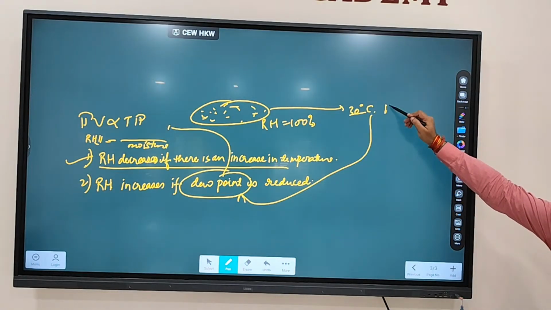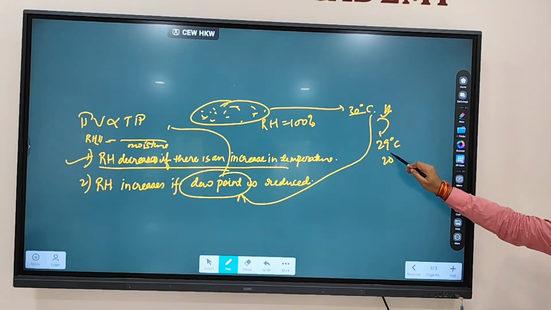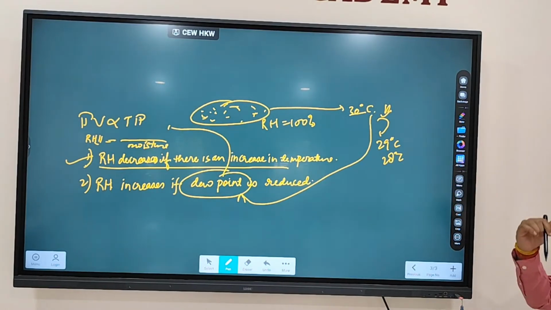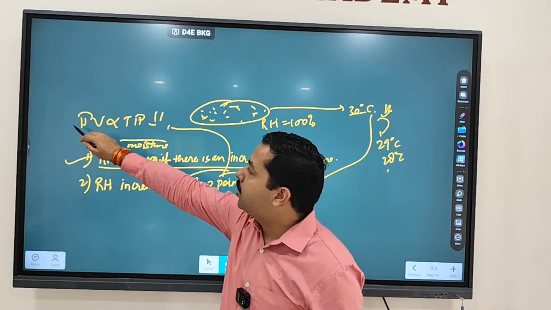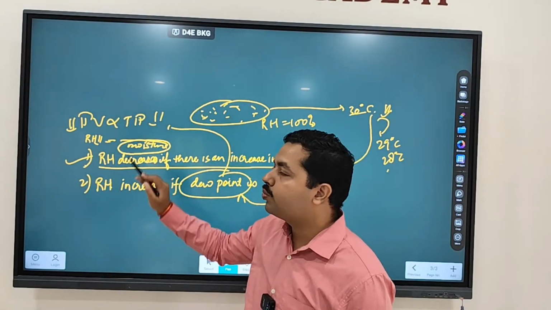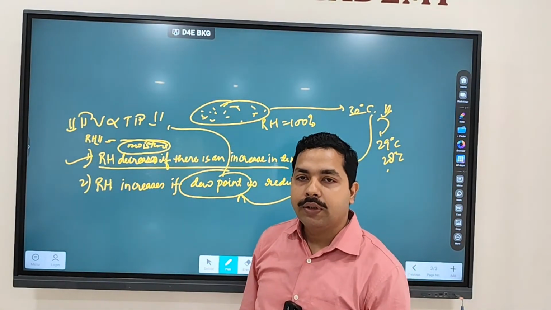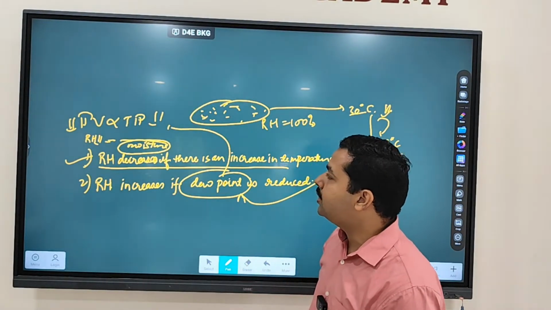If you are reducing the dew point, it means you are decreasing the temperature. From 30 you are coming to 29 or 28. When you decrease the temperature, what will happen to volume? Volume will decrease. When volume decreases, what will happen to moisture holding capacity? Moisture holding capacity is going to decrease.